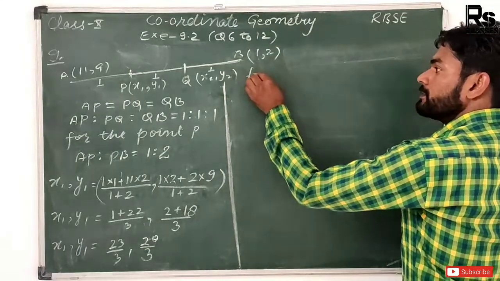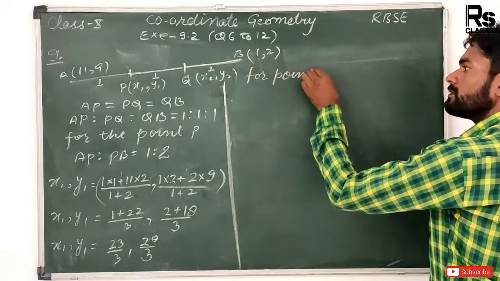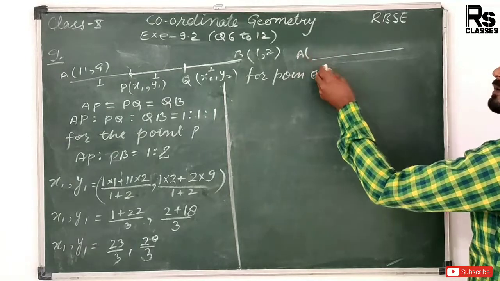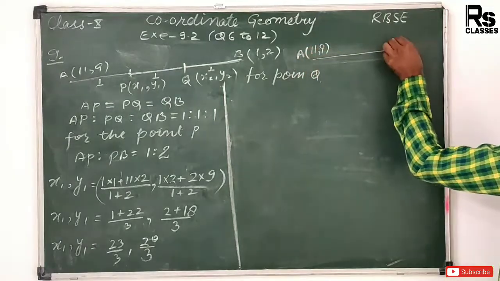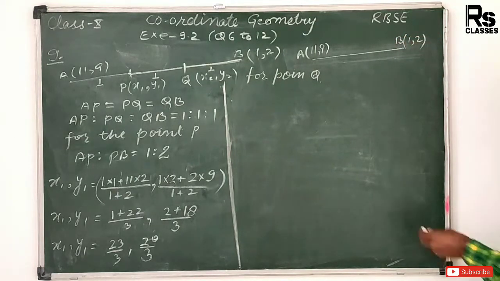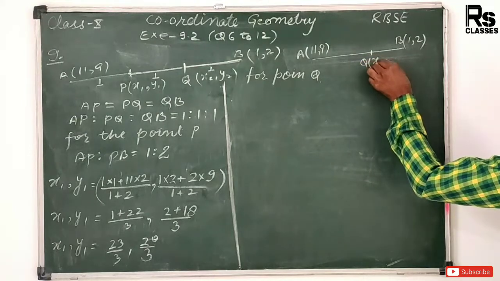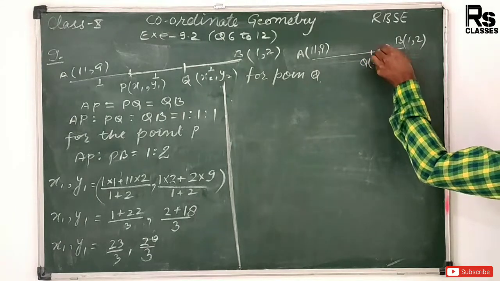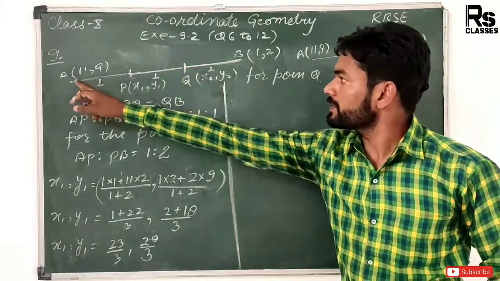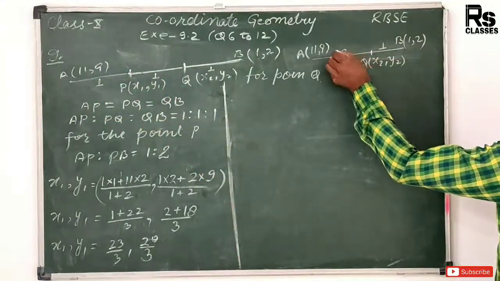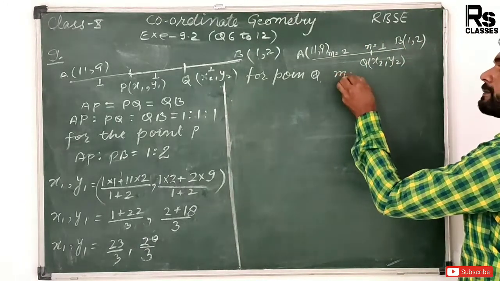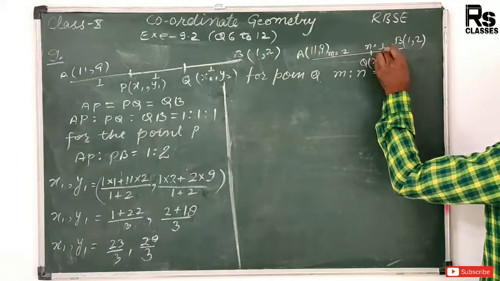Now for point Q. Again I am drawing this line segment AB, whose coordinates of A are 11, 9 and the coordinates of the point B are 1, 2. Q point is here. Coordinates of this point are x2, y2. The ratio is 1 here, and from here to here 1 plus 1, this is 2. This value is equal to m and this value is equal to n. M ratio n is equal to 2 ratio 1.